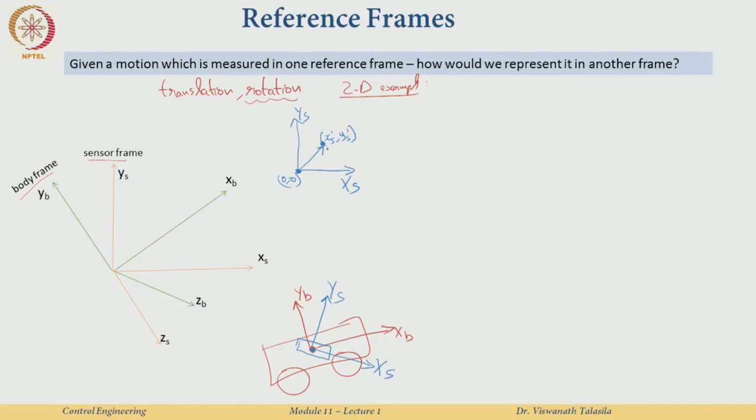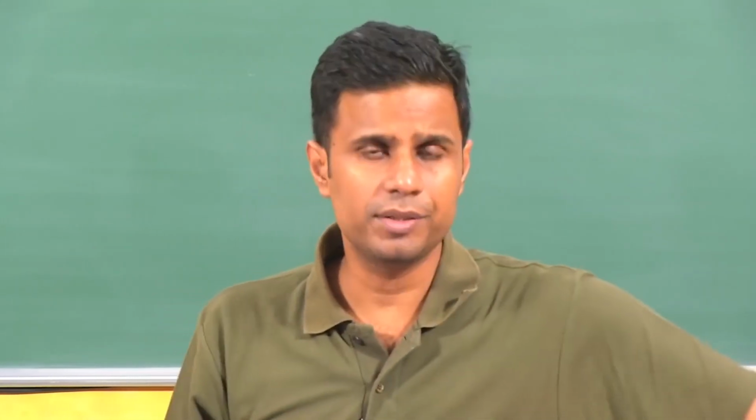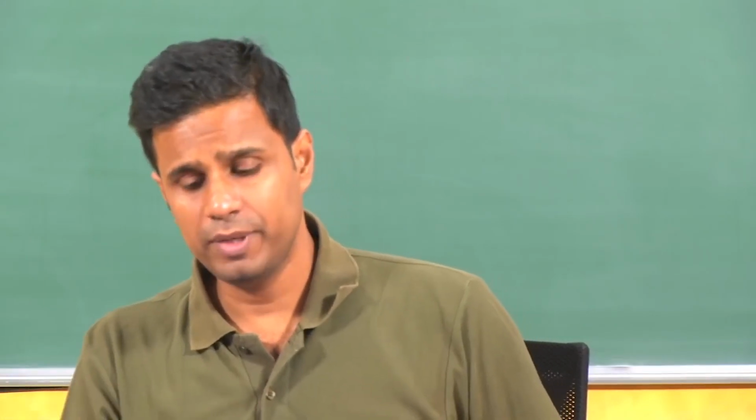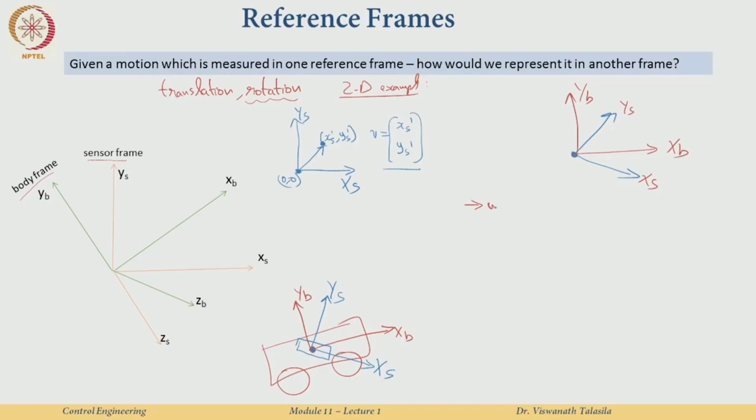I now need to take this vector, which is the sensor measurement xs1 and ys1, and transform it into the body reference frame, because I want to know what measurement I am seeing in my body reference frame. I do not care what is in the sensor reference frame. So, given this, how do I transform it into the body reference frame? Very simple. We have the sensor reference frame, xs, ys, and then the body reference frame, xb and yb.